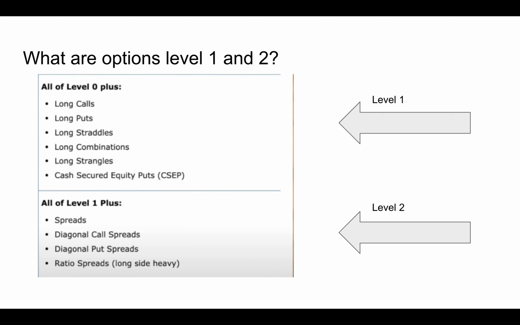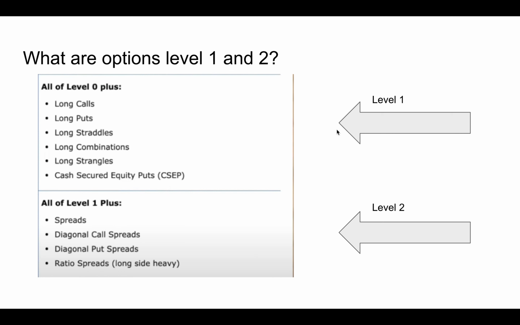So level 1, you can do long calls, long puts, long straddles, long combinations, long strangles, cash secured equity puts, which I do not trade any of this except for long calls and long puts, right? So long put sounds kind of confusing because we're used to hearing a short put, right? But long just means to buy something. So if you're buying a put or you're buying a call, right? You can also short a call, you can also short a put, but the typical terminology we're used to hearing is we are long on a call or we are short on a put, right? So that's mainly what we trade.